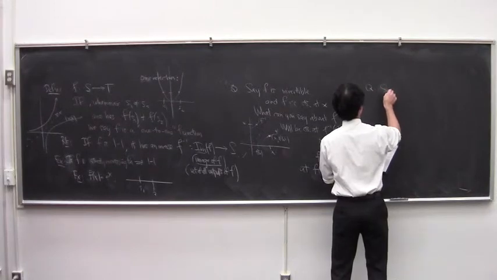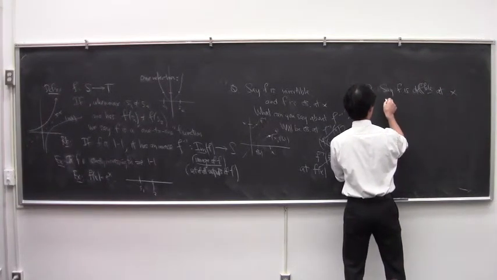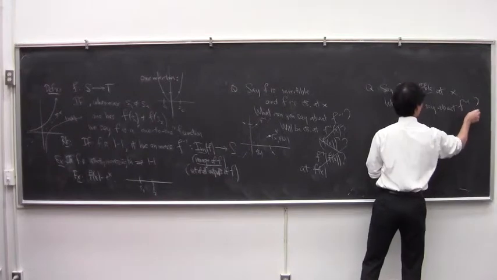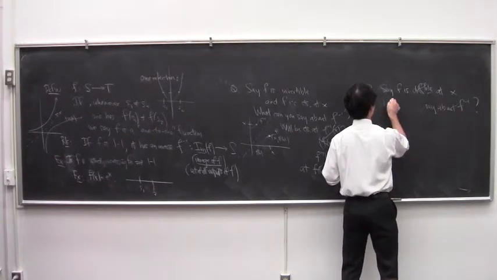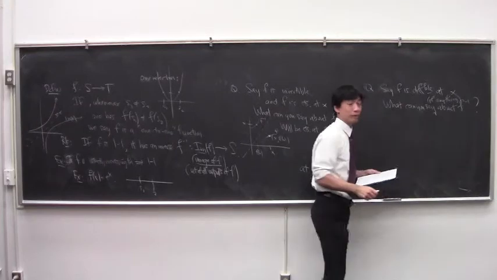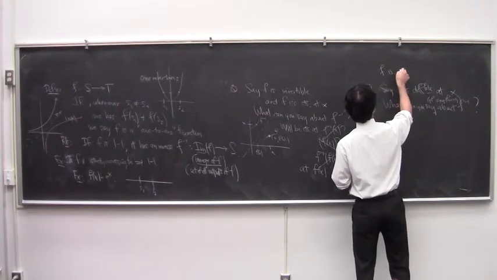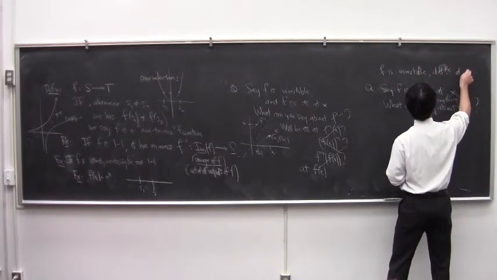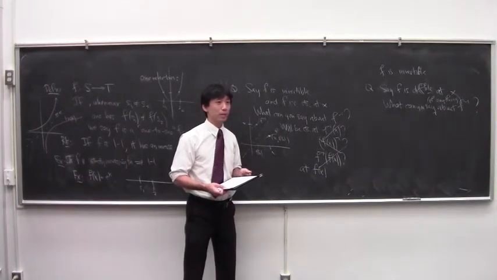Second question. Say f is differentiable at x. What can you say? Say anything about f inverse, or can you say anything? Maybe you can't say anything. So f is invertible, and let's say it's differentiable at x. Well, it's differentiable at x, so it's continuous at x.